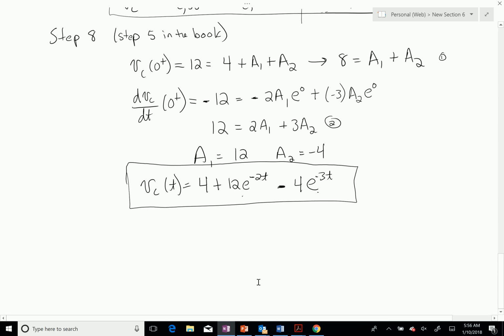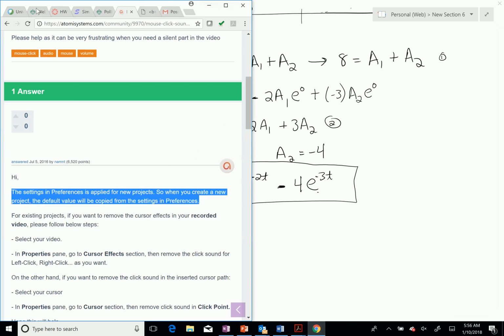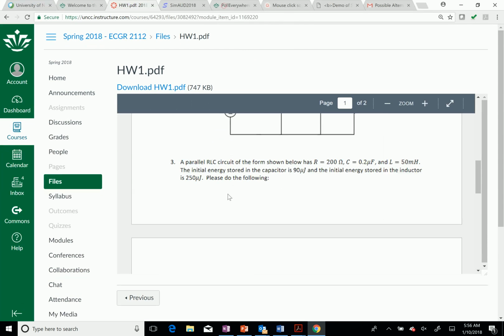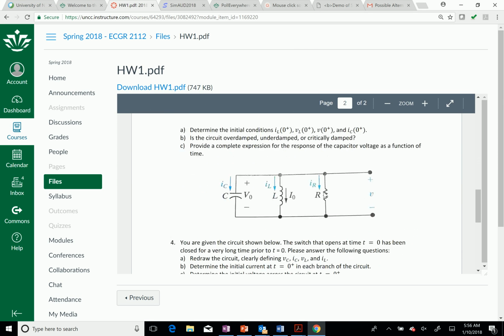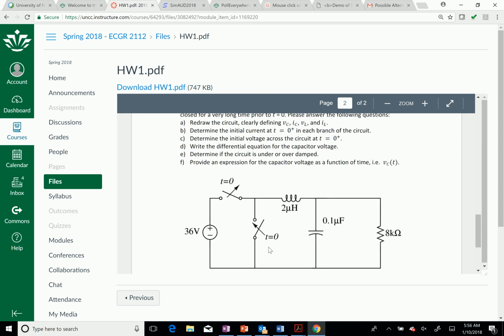This is pretty similar to a problem in your homework, like this particular problem. I follow the same process, figuring out what's happening at time t equal to 0 plus, writing the capacitor voltage, determining if it's over or under damped, and then figuring out how the capacitor voltage evolves as a function of time. That's really those last couple of steps. Again, I have to look at what's happening at t equal to 0 minus and t equal to 0 plus, get all those initial conditions. Very similar to what you're doing. All right, that's that.